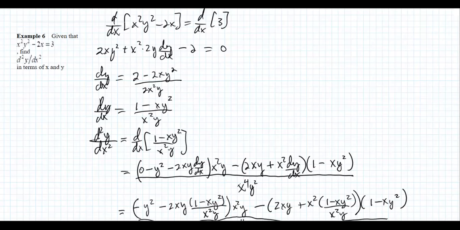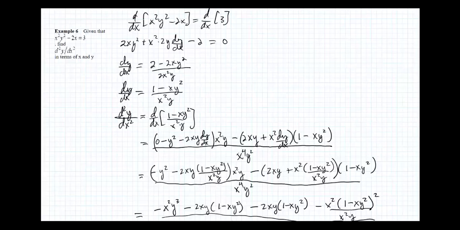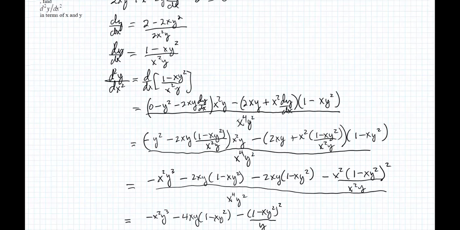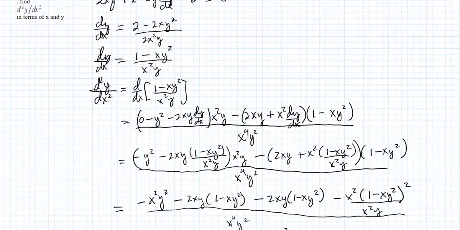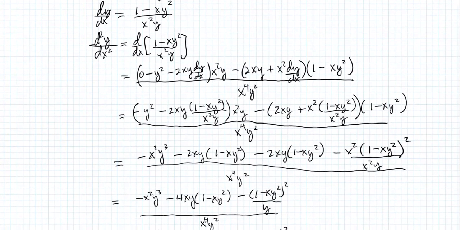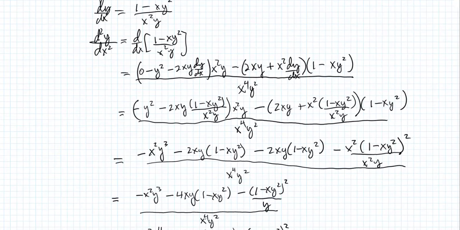Okay, the next step, expanding. Okay, and the next step here, just expanding. And you can do this any way you want. I just happen to do it this way. I kept the quantity 1 minus x y squared intact. And then on my next step, I decided to combine these terms in the middle, the like terms.